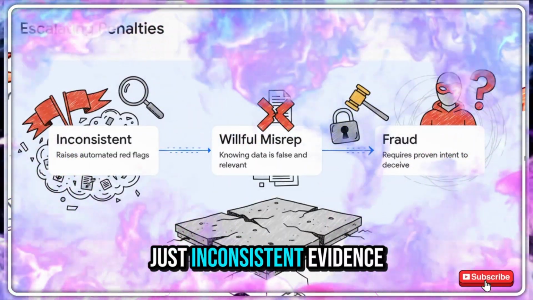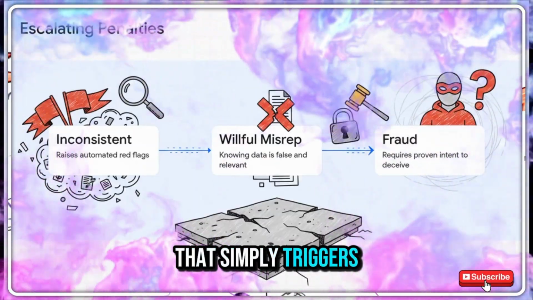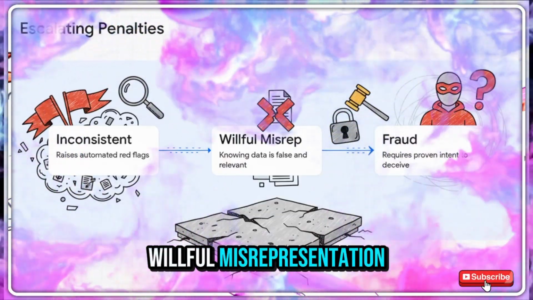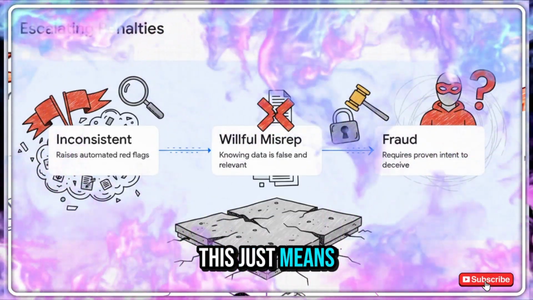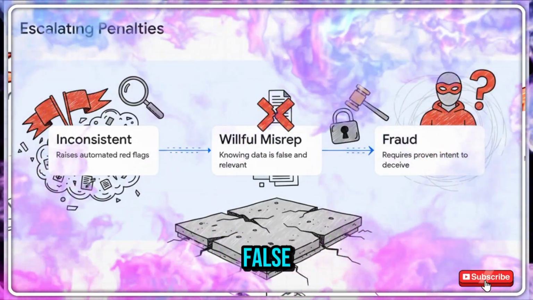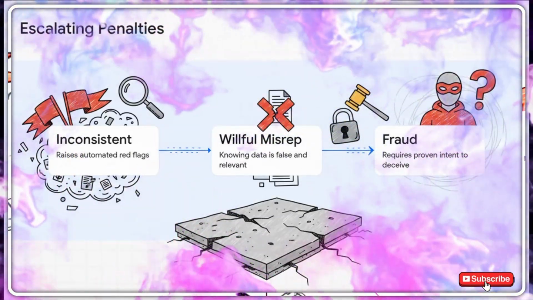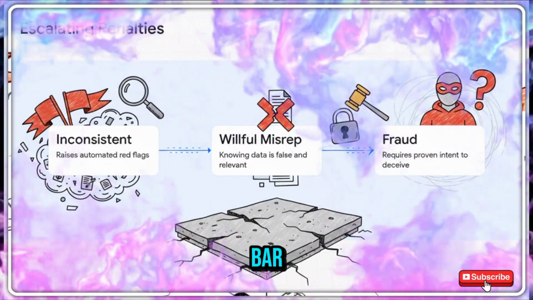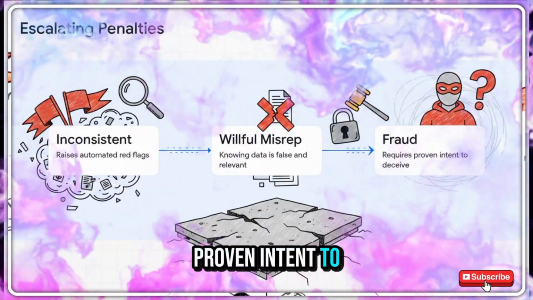Step 1 is just inconsistent evidence. That simply triggers automated system red flags. Step 2 is willful misrepresentation. This just means you submitted data knowing it was false and it was relevant to your case. Now, step 3 is actual fraud, and that's a much higher bar because it requires proven intent to deceive.